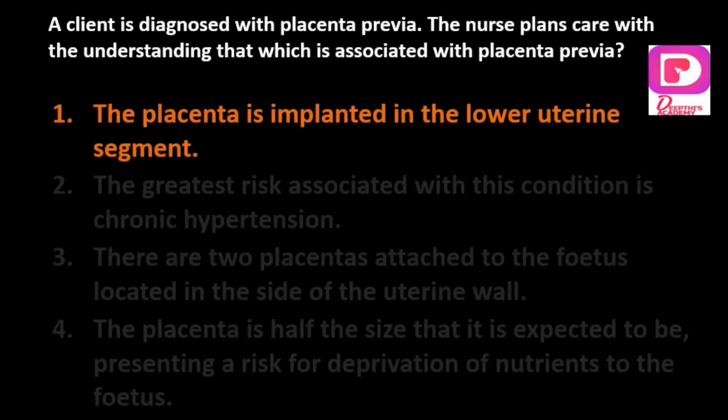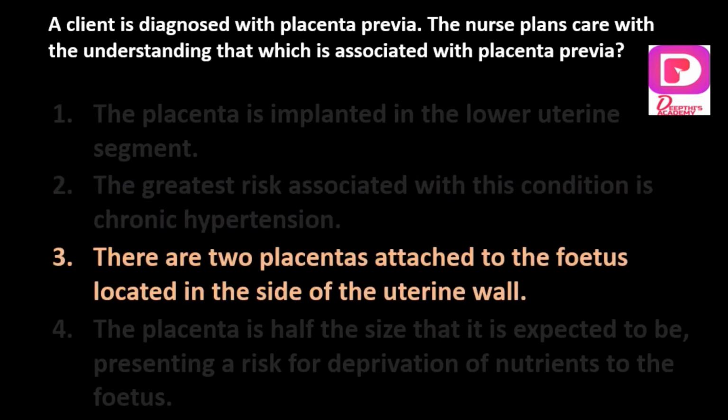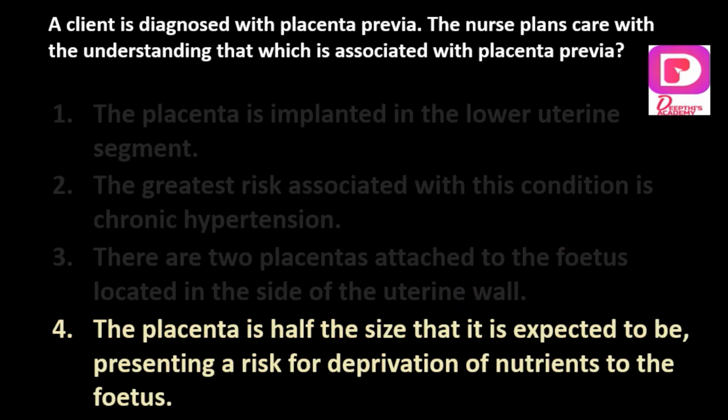Option number 1, the placenta is implanted in the lower uterine segment. Second option, the greatest risk associated with this condition is chronic hypertension. Third option, there are two placentas attached to the fetus located in the side of the uterine wall. And fourth option is, the placenta is half the size that is expected to be, presenting a risk for deprivation of nutrients to the fetus.